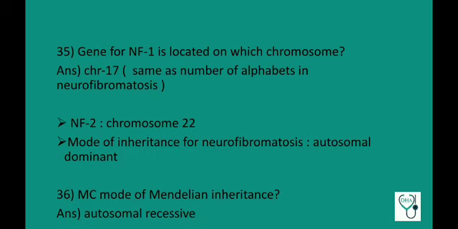Gene for neurofibromatosis 1 is located on which chromosome? Chromosome 17. This can be remembered as same number of alphabets in the word neurofibromatosis. Gene for neurofibromatosis 2 is located on chromosome 22. Mode of inheritance of neurofibromatosis: autosomal dominant. Most common mode of Mendelian inheritance: autosomal recessive.